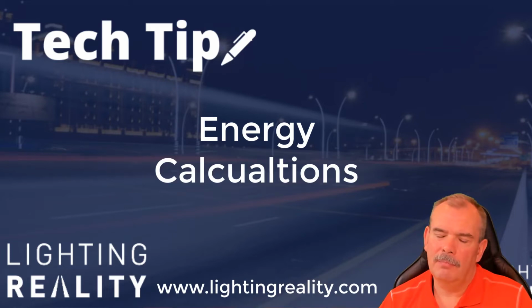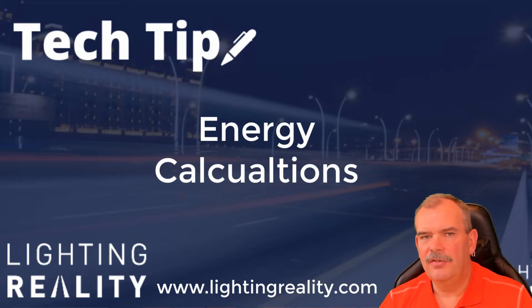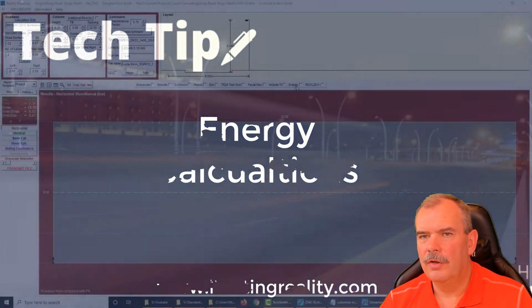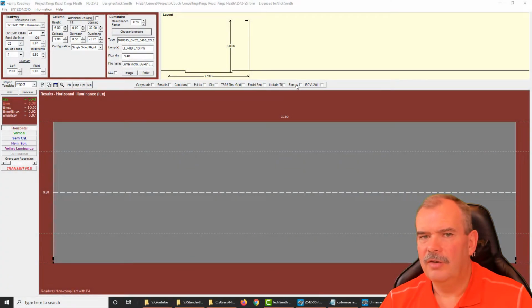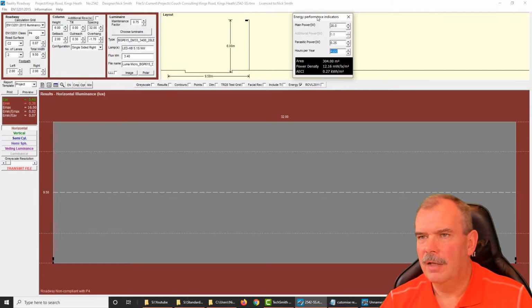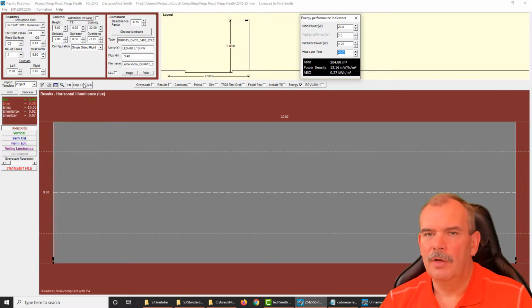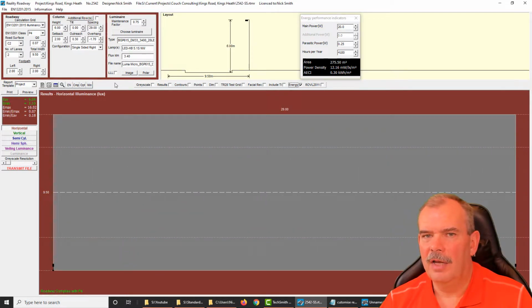Welcome to this tech tip on lighting reality. The topic we're going to cover today is energy calculations, and you need to make sure that your energy box is ticked within the middle toolbar, so that when we optimize the design, it will then work out the energy that is consumed by that fitting at the same time.